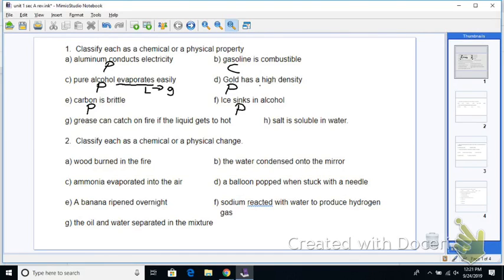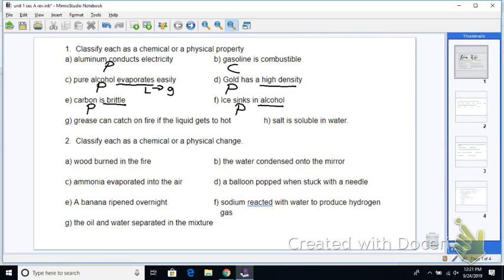Gold has a high density. It just tells you how compact it is. Carbon is brittle. That just means it can break apart easily. And then if it sinks in alcohol, it just says that it has a higher density than alcohol. Then it just sinks down. But they don't. There's nothing that really changes when that happens.